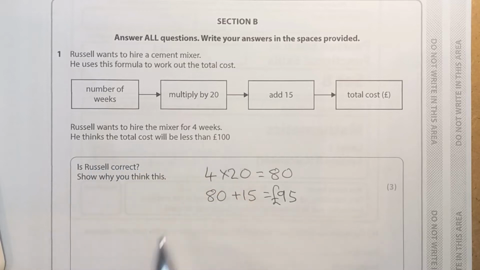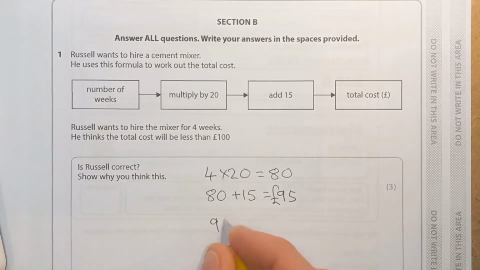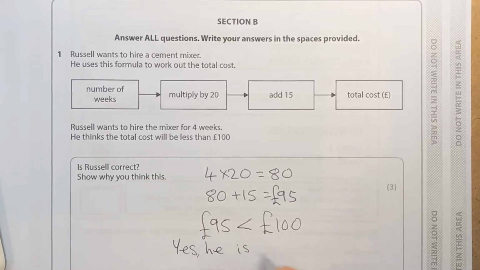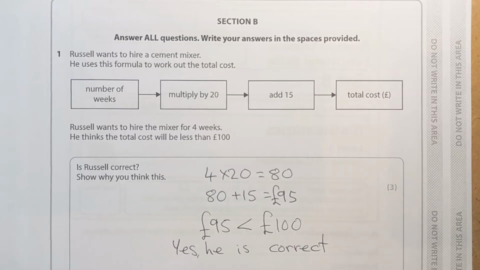Russell thinks the total cost will be less than £100. Well, £95 is less than £100, so is Russell correct? Yes, he is correct.